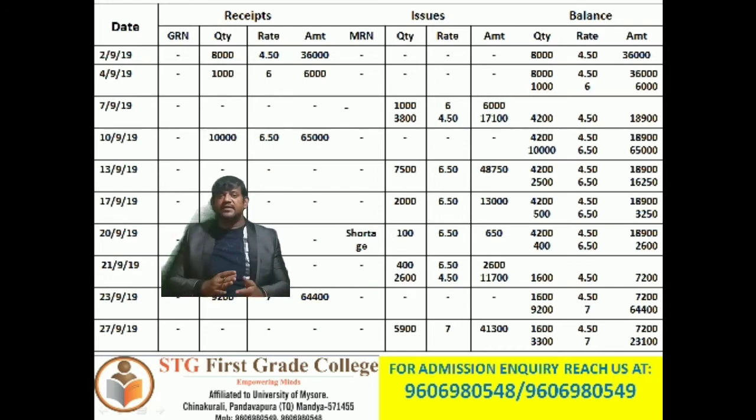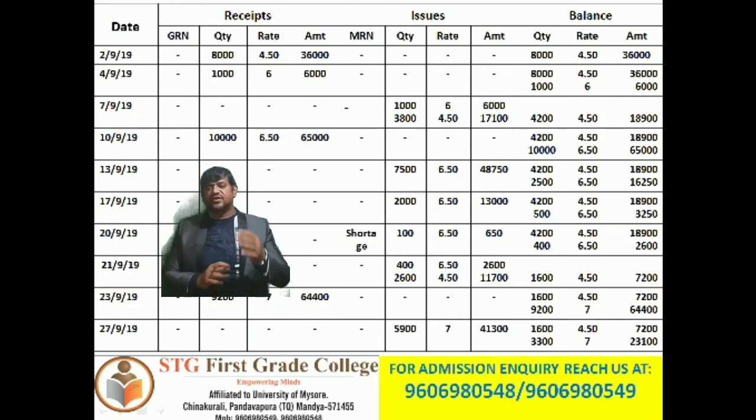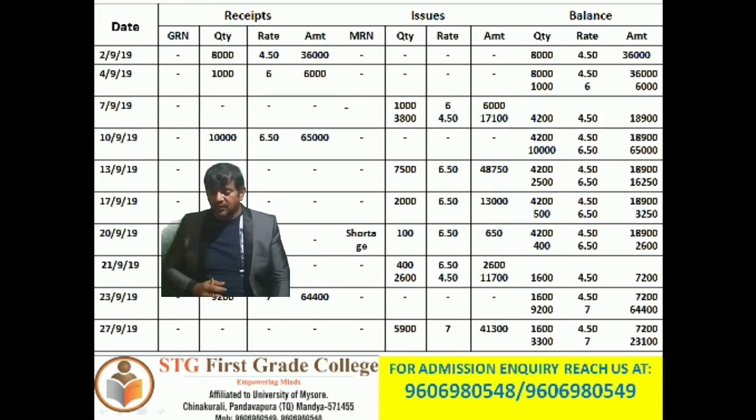receipts GRN nil, quantity nil, rate nil, and amount also nil. Under issues MRN nil. So balance whatever we had: we had 4,200 units at rupees 4.50 and 400 units at 6.50. But on 21st September we are issuing 3,000 units. Clear? So we are issuing 3,000 units.